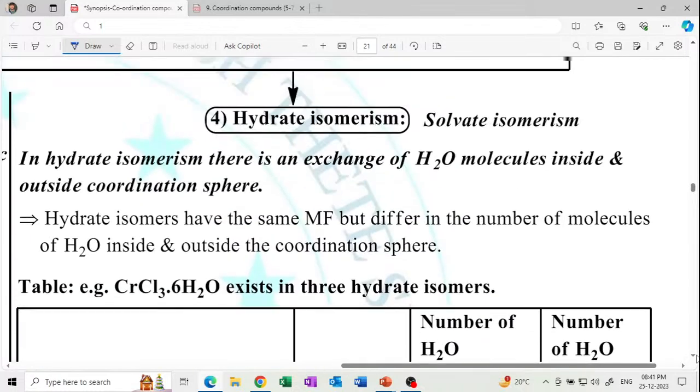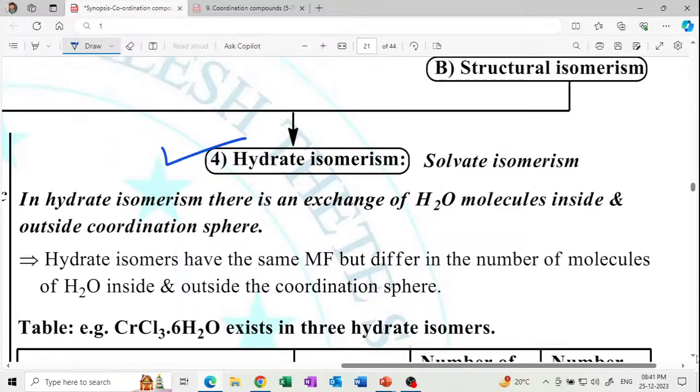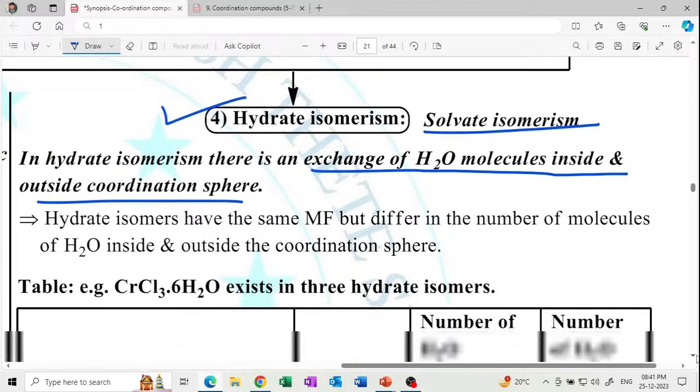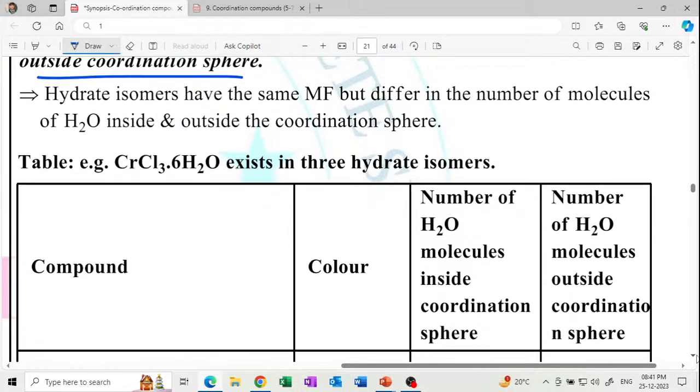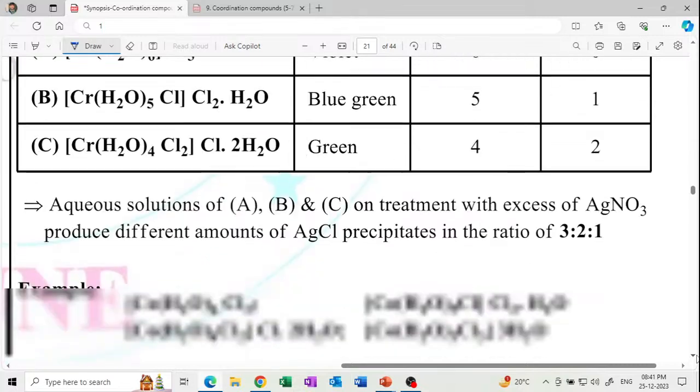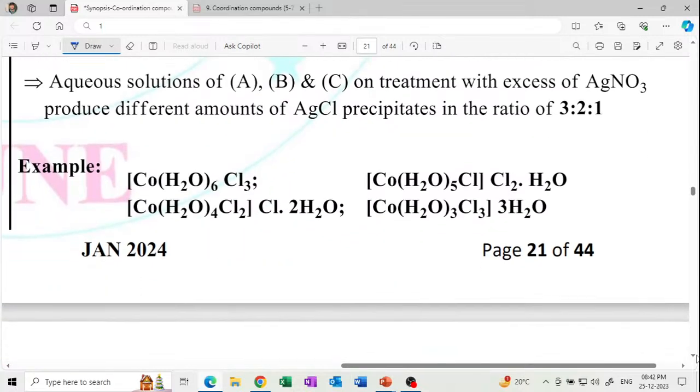Next is hydrate isomerism. Hydrate means solvate. If there is water, hydrate isomerism. In hydrate isomerism, there is an exchange of water inside and outside the coordination sphere. Exchange of water molecules. Water is a ligand. Get it? So these are the water ligands. And these are the examples. Examples are important. So many types of examples. Get it? This is an important example.